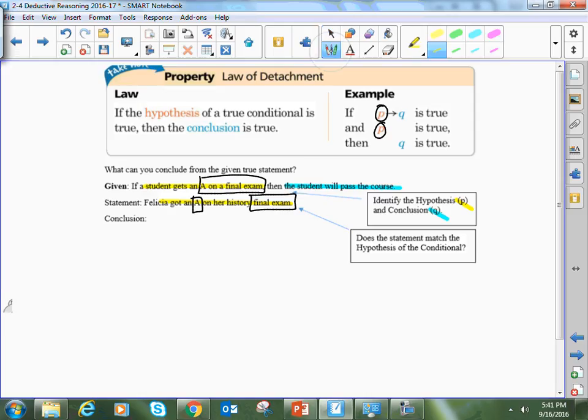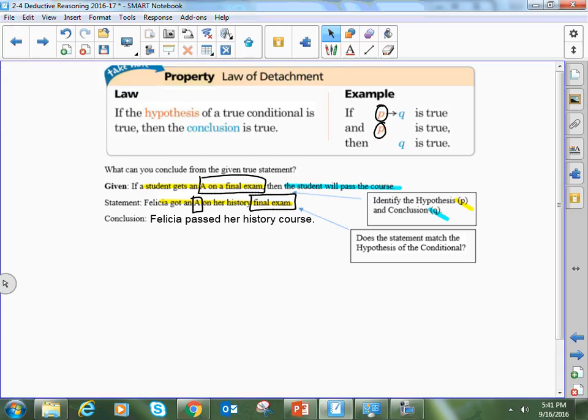Because they go together, that will allow me to draw a conclusion between the statement that Felicia says and the conclusion of the conditional statement. And I can say, well, because Felicia got an A on her final exam, it must mean that she passed her history course.